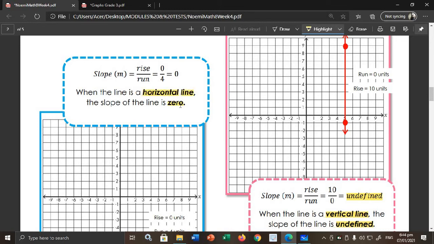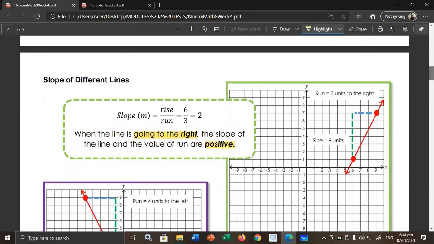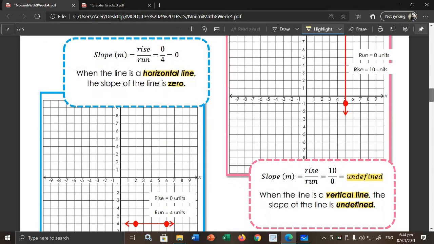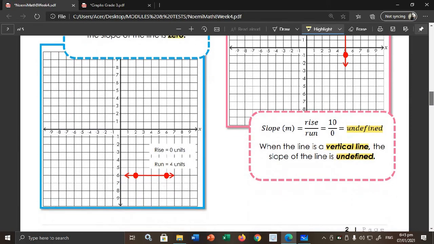So if you will get a positive slope, the line will rise to the right. Okay, if you will get a negative slope, the line will rise to the left. If you will get an undefined slope, the line is a vertical line. Kapag nakakuha naman kayo ng slope na 0, the line is a horizontal line.